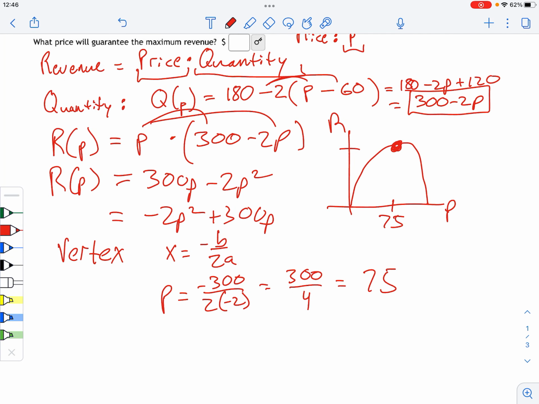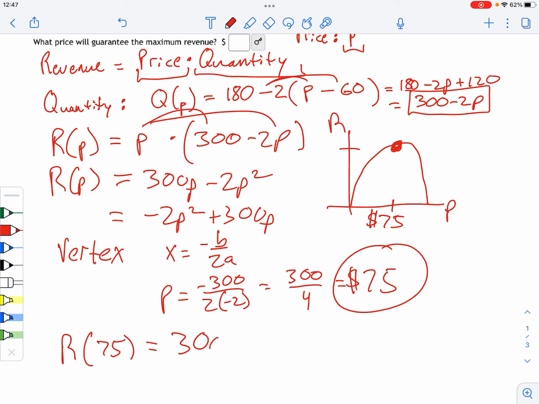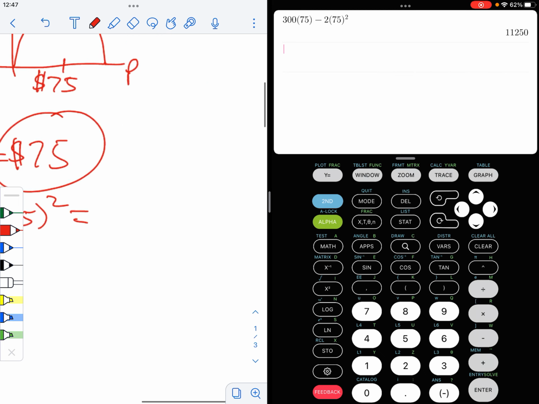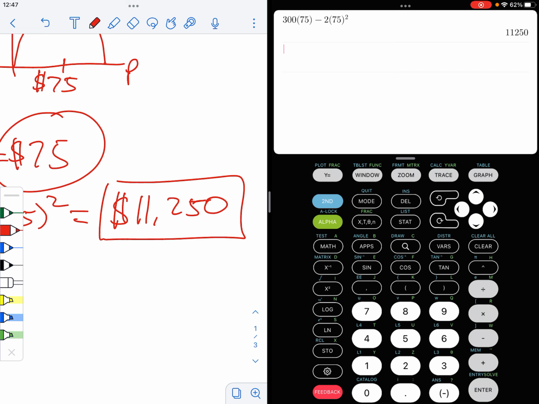What is that revenue? So this is our price. Well, that revenue, R of 75, is 300 times 75 minus 2 times 75 squared. Let's go ahead and get our calculator out here and try that out. So 300 times 75 minus 2 times 75 squared. Looks like $11,250.